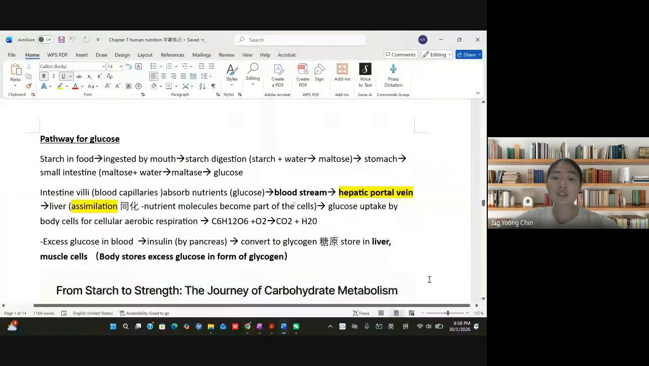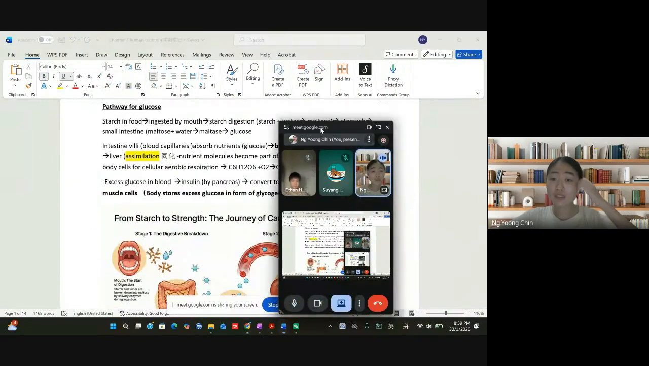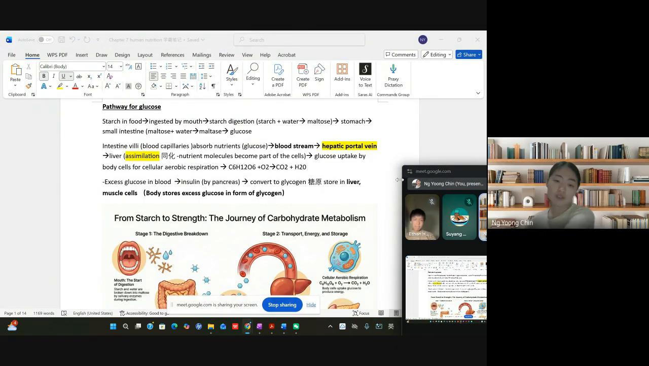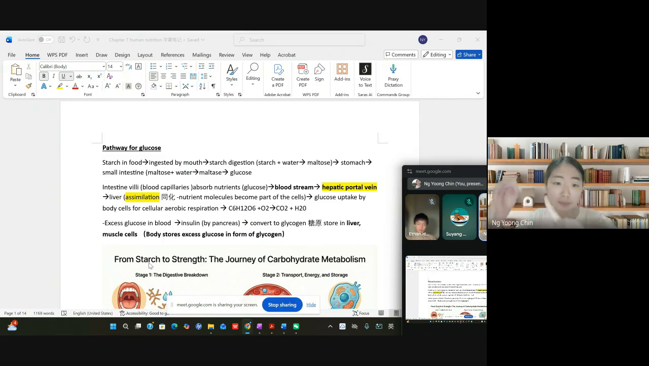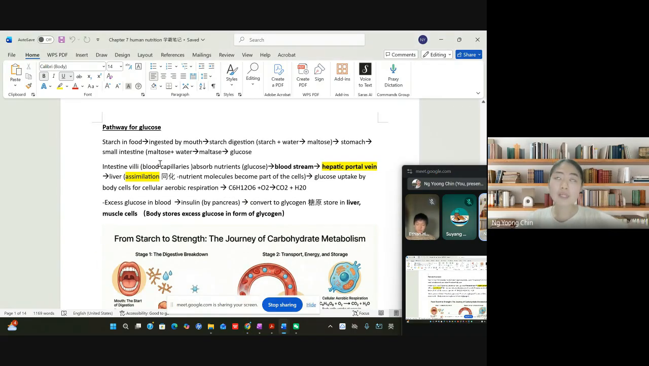Let me go through a review of the pathway for nutrient digestion. This one I will send to you later, and then you can revise how the nutrient molecules are processed in our body. For example, we talk about the 3 macronutrients: carbohydrates, fats, and proteins. Now we talk about carbohydrates first. The starch in the food is broken down by the enzyme and becomes maltose.